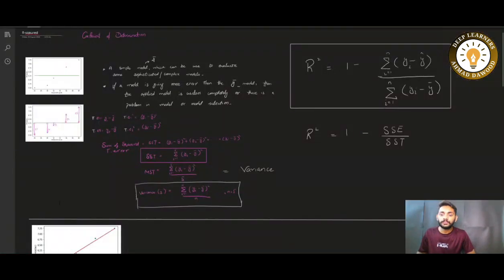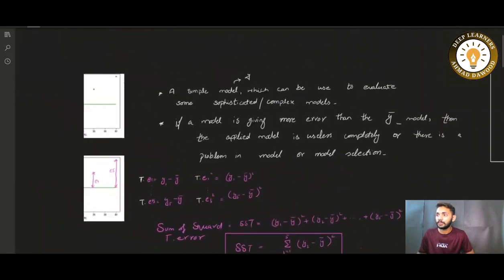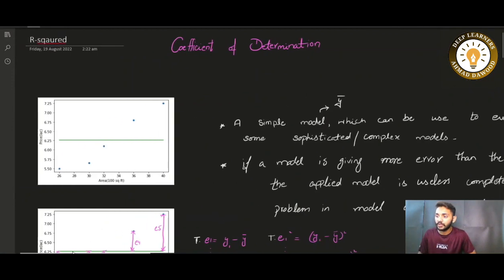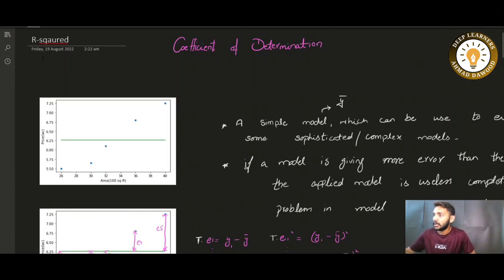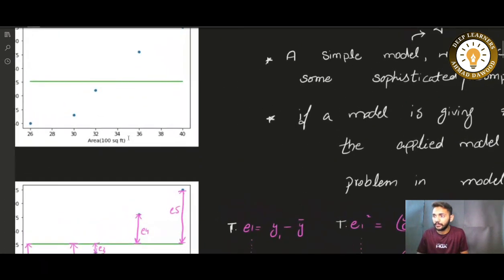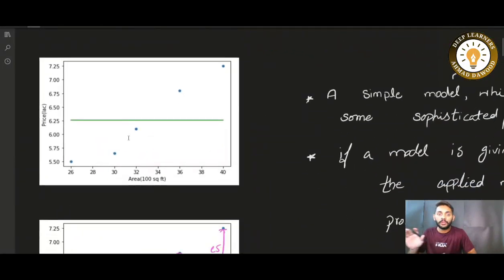As I said, the coefficient of determination is also called R square. Before going towards that, I want to start from here. Let's say you have this data set, the same one we are still using in these sessions, with area on the x-axis and price on the y-axis.